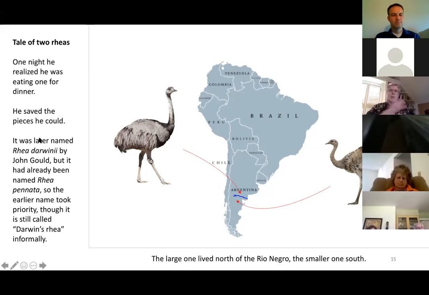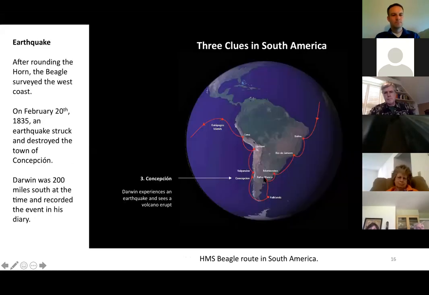Anyway, Darwin didn't know all that back then, of course, but he did think, isn't it strange that two slightly different species are separated by a river and live in slightly different environments. And the third clue he got was geological.